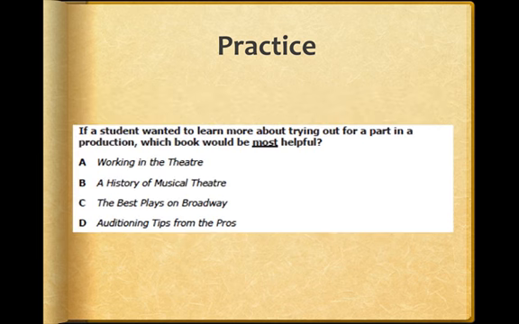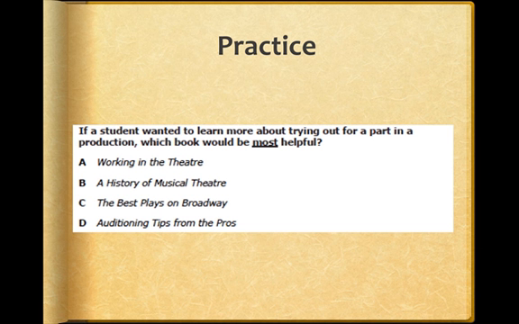Let's do another practice problem. Pause the video and discuss with your partner after you've eliminated some answer choices. Great job again. The answer is D. You should have been able to eliminate B and C.